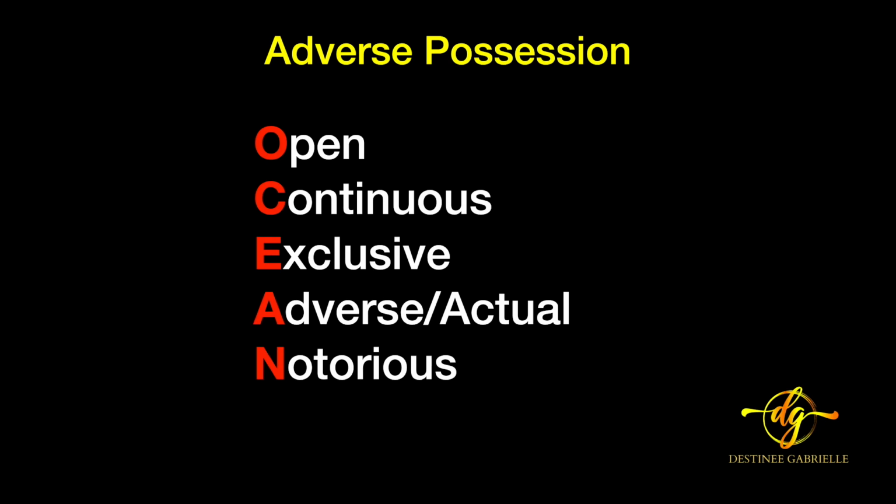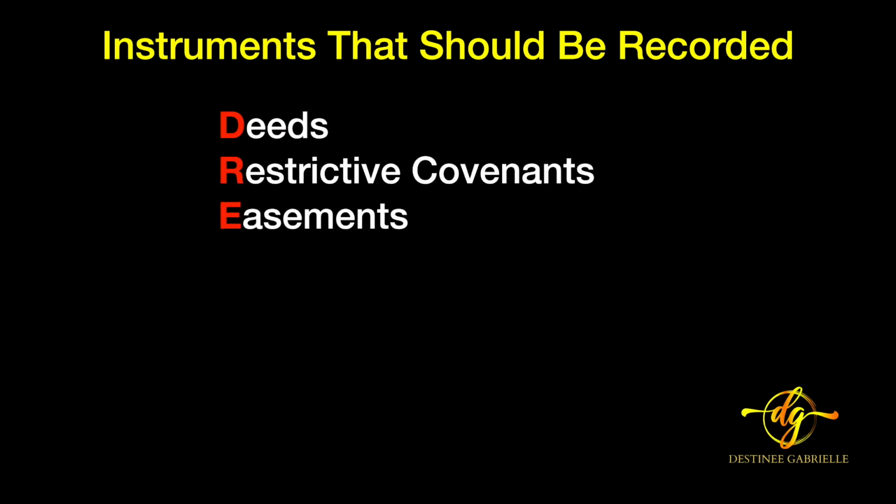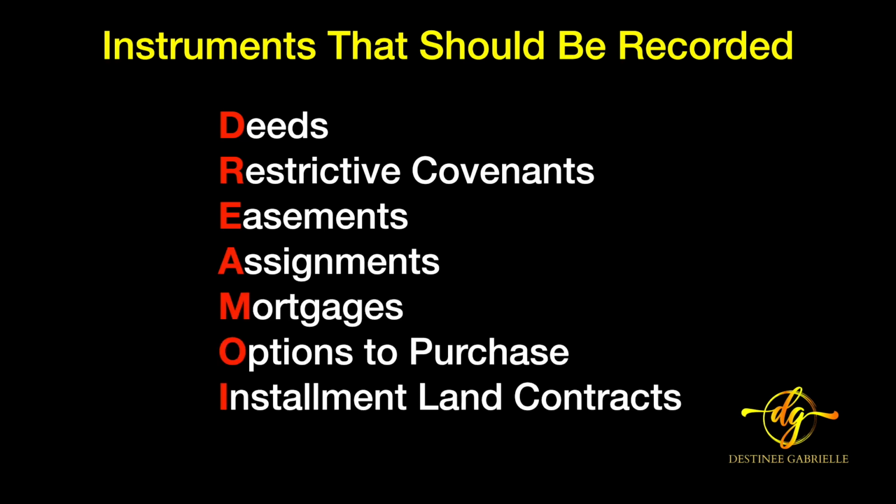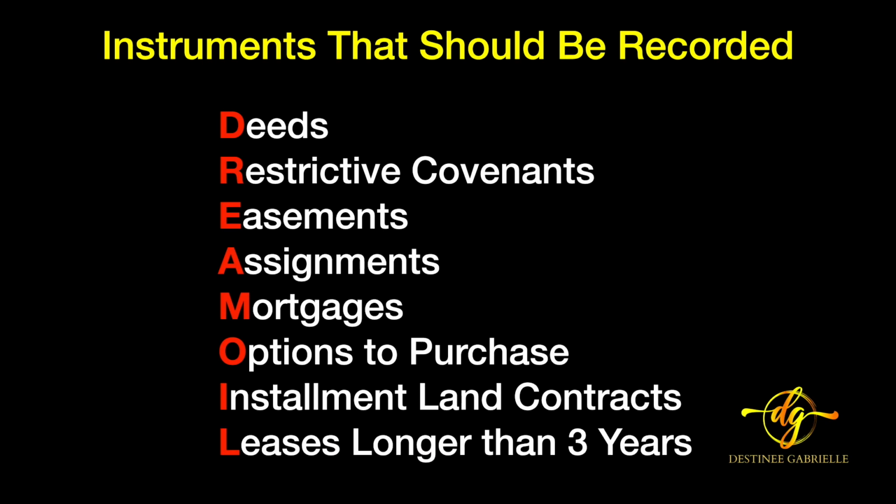All right, the next one is instruments that should be, keyword should be recorded. So we've got deeds, restrictive covenants, easements, assignments, mortgages, options to purchase, installment land contracts, and leases for longer than 3 years. So that spells out dream oil. So that's another one of those mnemonic devices that I use like to this day.